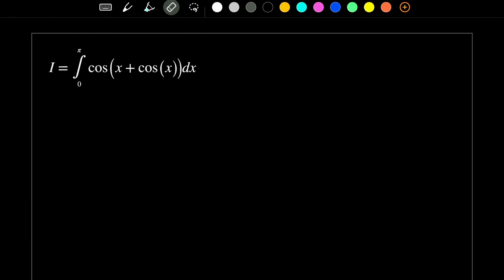Hello, today we're going to solve this quick integral. So maybe we'll start by using the King's rule, but I'm going to include steps for those of you who don't really know it yet.